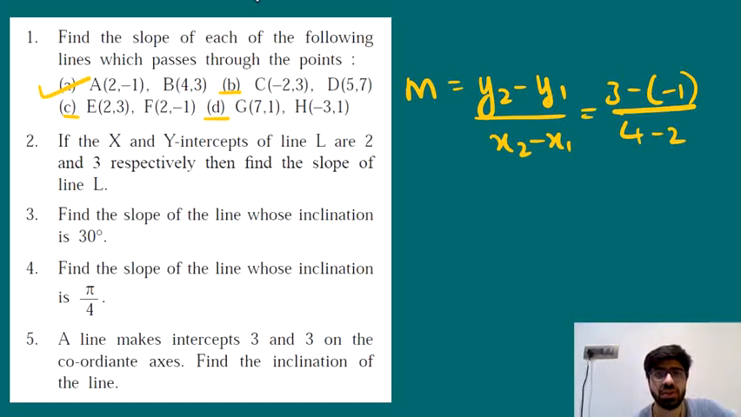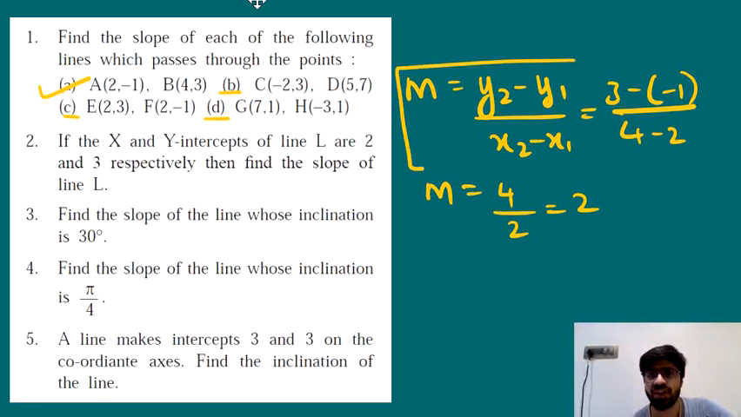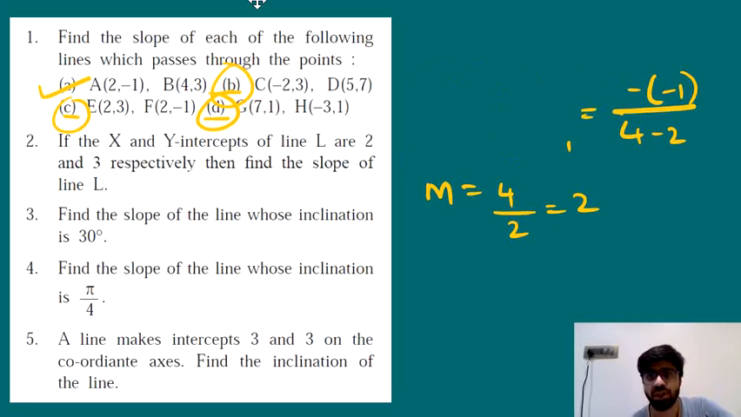Even if you want to reverse the order, like you want to treat B as x1, y1 and A as x2, y2, then also it is absolutely fine. Your answer will still remain the same. You can check it out by yourself. So the slope is going to be 3 minus 1, that is 4, divided by 4 minus 2, which is 2. So the slope of line AB for that first A part is going to be equal to 2. You can use this very formula and calculate the slope for option B, C and D as well. We will go ahead with question number 2.